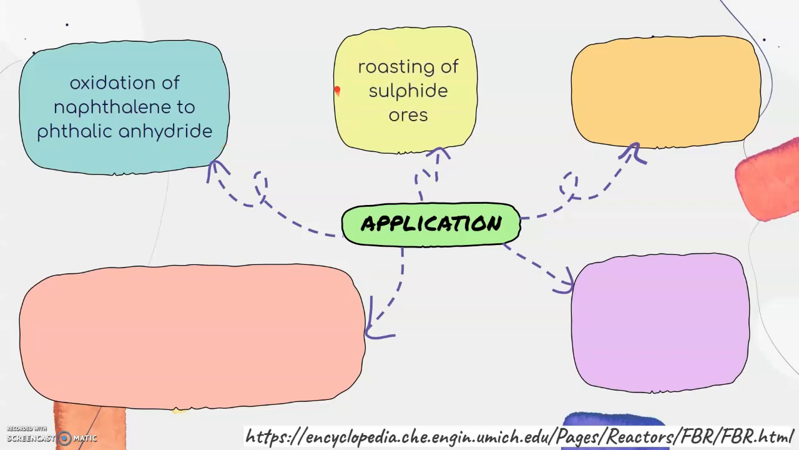The next process is the roasting of sulfide ore. This process is heating of the sulfide ore to a high temperature in the presence of air to produce metal oxide or free metal. For example, for zinc production, we will use this process to produce the zinc.